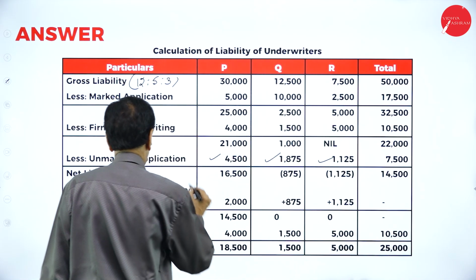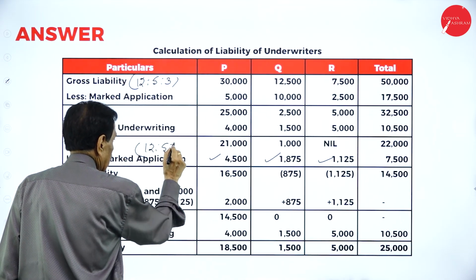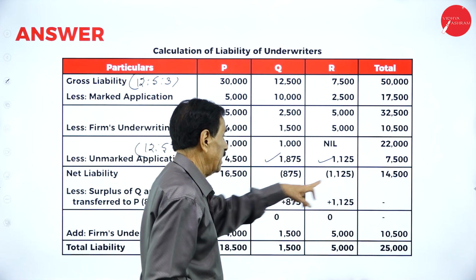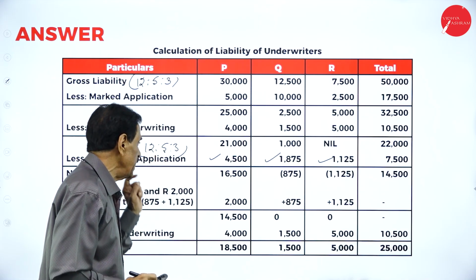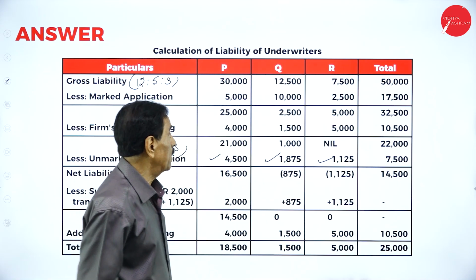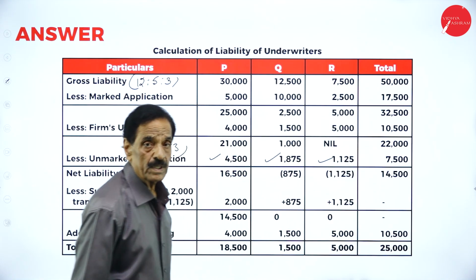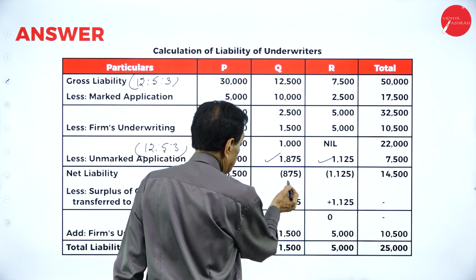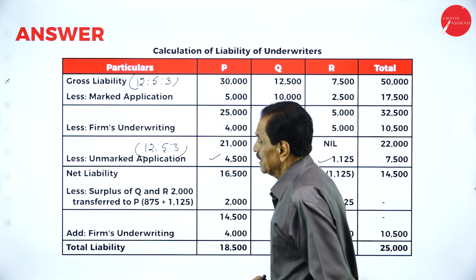So they are in the ratio. 7,500 has been divided in the ratio 12 is to 5 is to 3. 4,500 goes to P, 1,875 goes to Q, 1,125 goes to R, total 7,500. Deduct: 16,500, surplus 875, surplus 1,125. Now, it's a net liability.